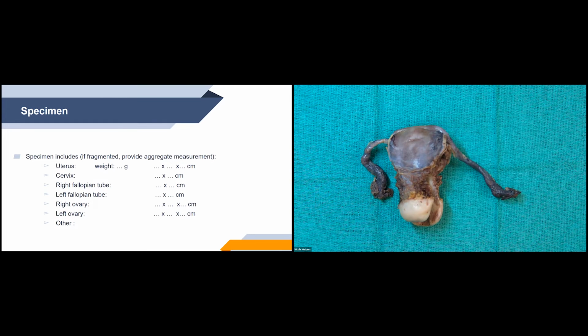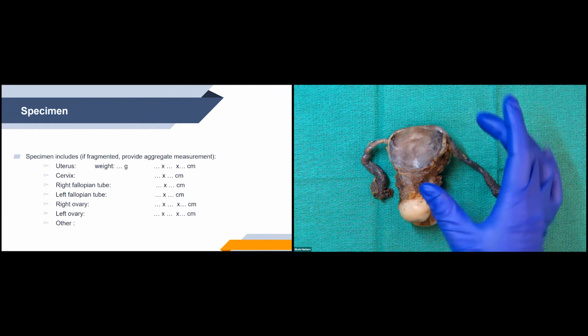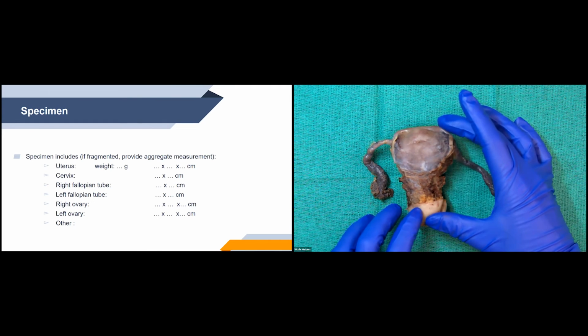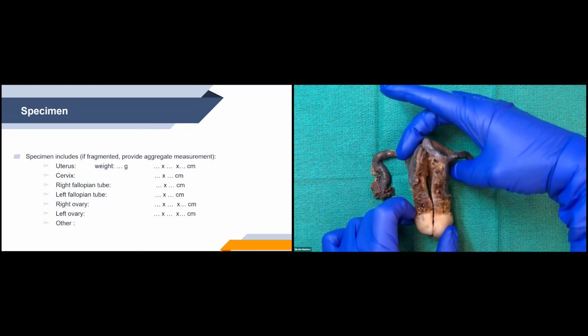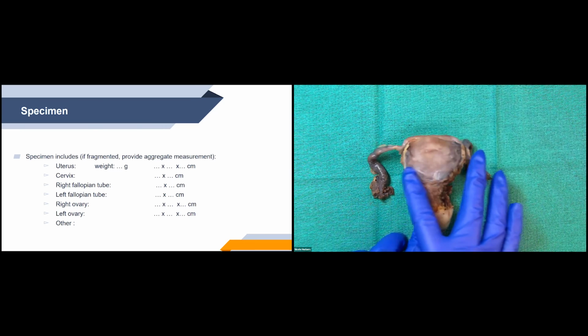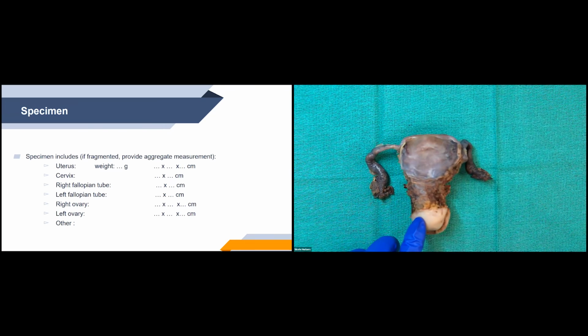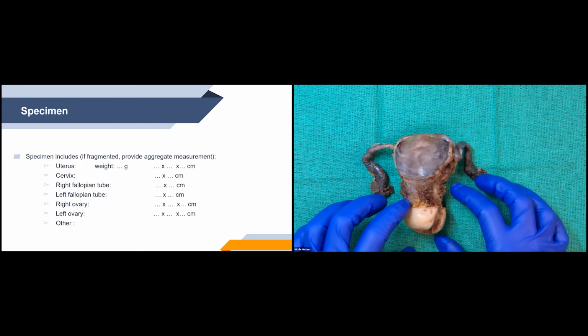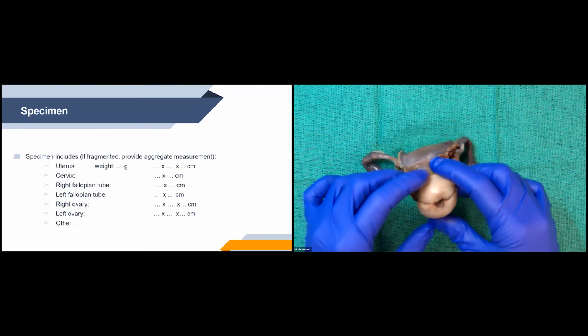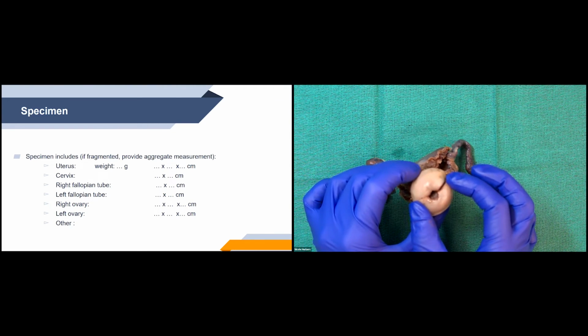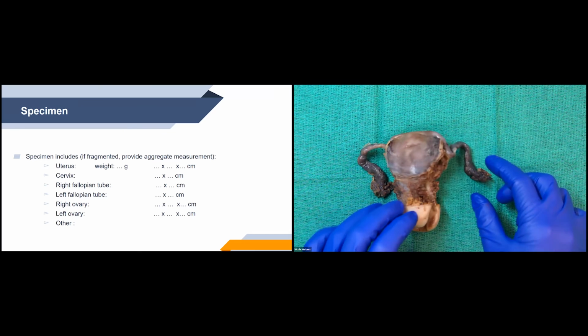That would be the uterus. So we'd give the measurements in 3 dimensions: SI, AP, and ML. And then we also give the cervix measurement in length by diameter. And then the fallopian tubes.